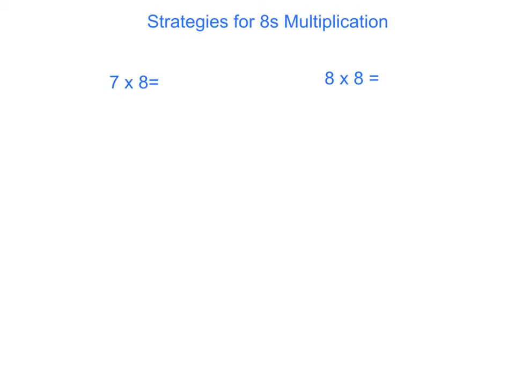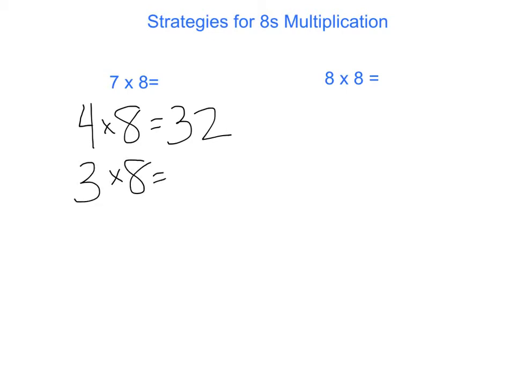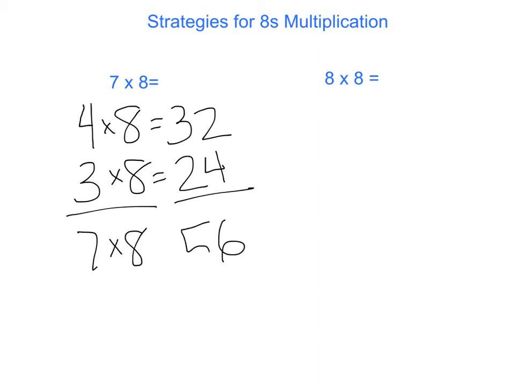So, strategies for 8's multiplication. We've done a couple. I'm going to start with 7 times 8, and I'm going to break it down into 2 equations that I know. I know 4 times 8 equals 32, and I know 3 times 8 equals 24. So that would be 7 times 8 when I add it all together, and it's going to equal 56. So that's one way to do it. Break it down into equations that you already know.